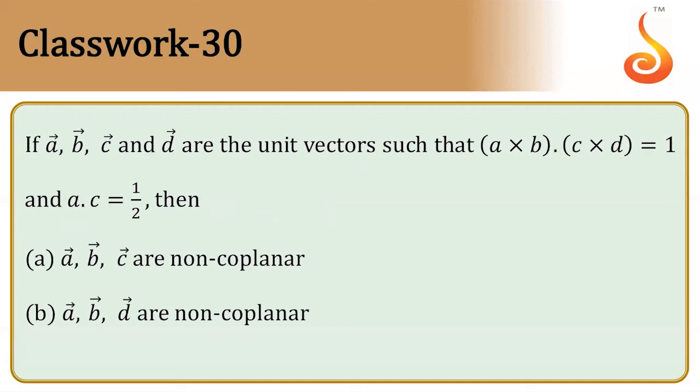Here this is a question. A, B, C, D are unit vectors. A cross B dot C cross D is 1, and A dot C is 1 by 2 is given. Also, A, B, C are non-coplanar and A, B, D are non-coplanar is given. That's the logic of the question. You can just assume this.